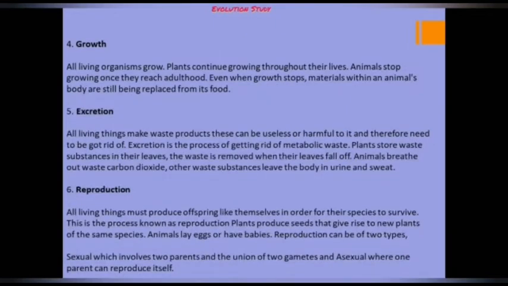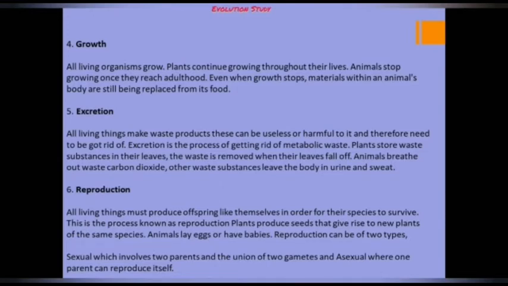Growth. All living organisms grow. Plants continue growing throughout their lives. Animals stop growing once they reach adulthood. Even when growth stops, materials within an animal's body are still being replaced from its food.